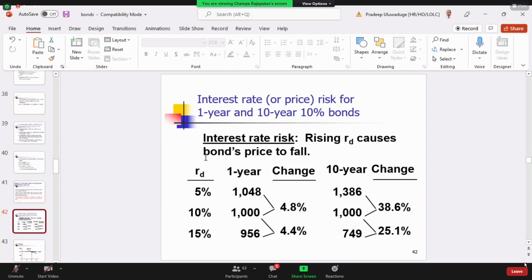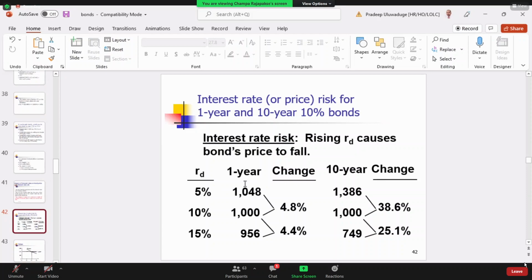The first column gives different interest rates: 5%, 10%, and 15%. The second line gives the value of a 1-year bond with a face value of 1,000 rupees and a coupon rate of 10%. When the discount rate is 5%, the value is 1,048, because the coupon rate is higher than that. In that case, the bond should sell at a premium.